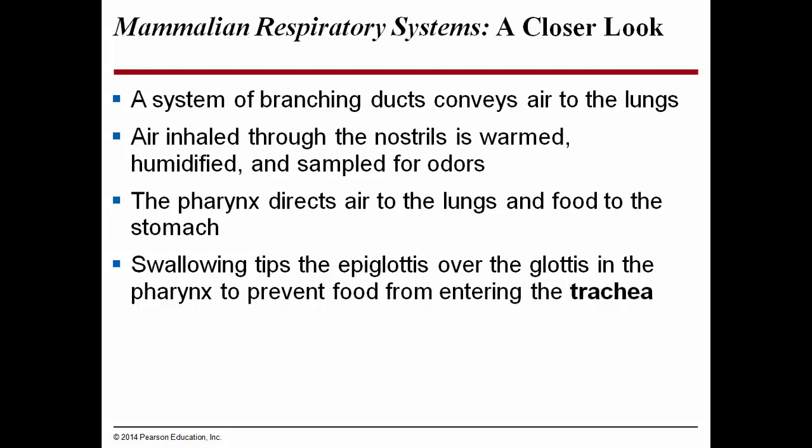A system of branching ducts conveys the air into the lungs in the mammalian respiratory system. Air inhaled through the nostrils is warmed, humidified, and sampled for odors. The pharynx directs air into the lungs and food into the stomach. Swallowing tips the epiglottis over the glottis in the pharynx to prevent food from entering the trachea.